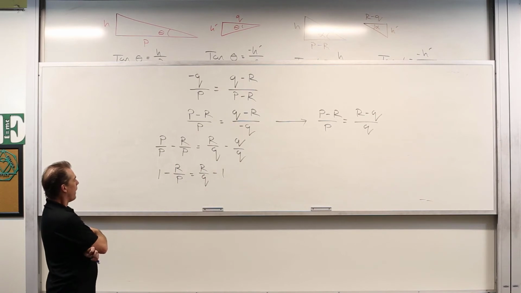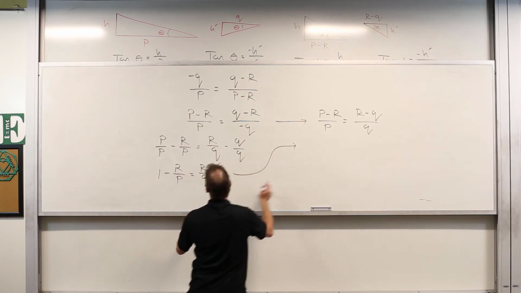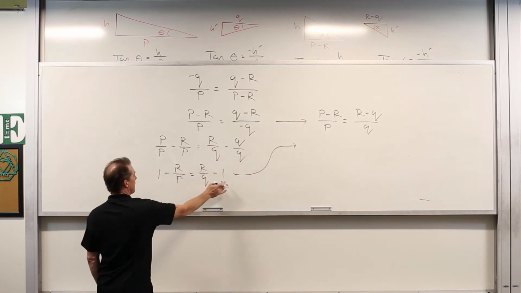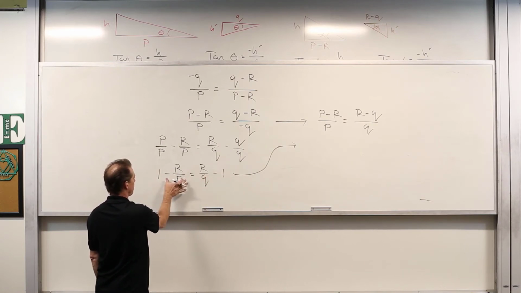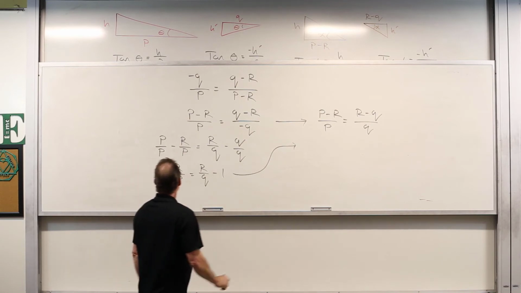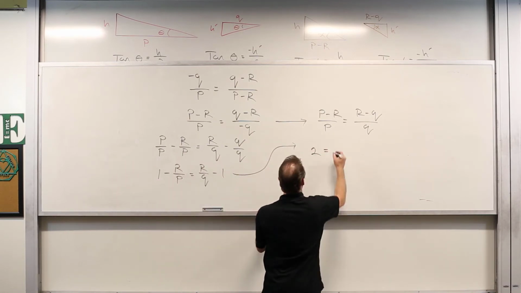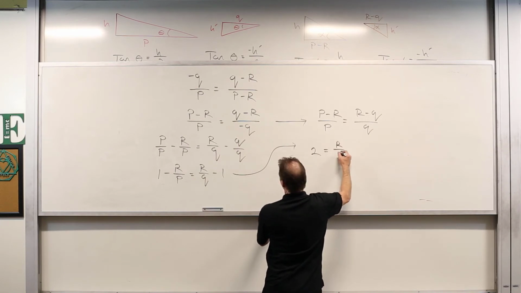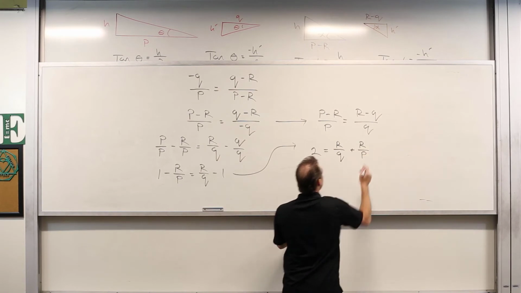Well, let's get the ones on one side and the other terms on another side. So I'm going to take this negative one, add 1 to both sides. That becomes 2. Then I'll add this term onto both sides. So we've got ourselves that 2 is going to be equal to r over q plus r over p.